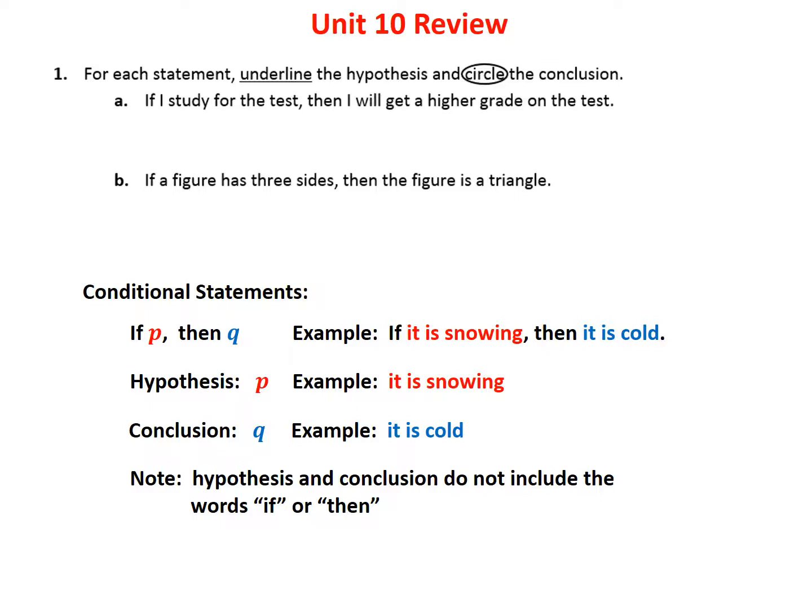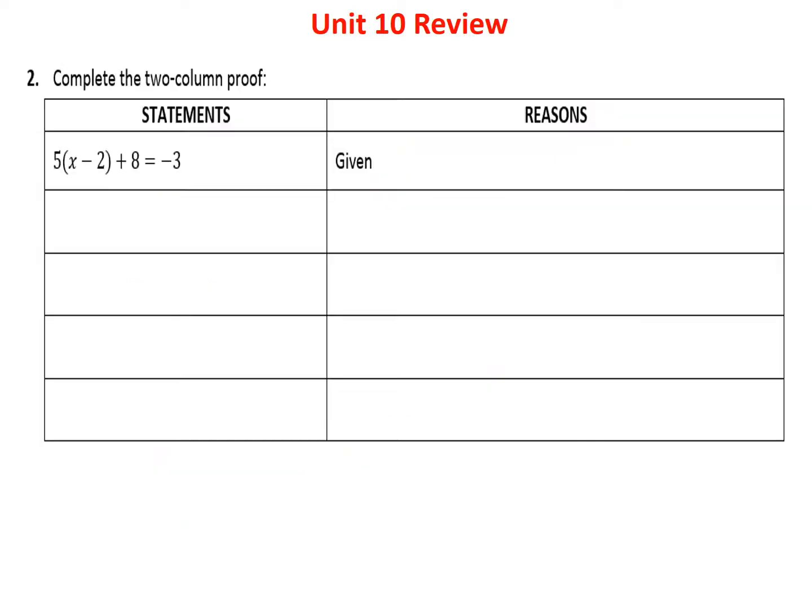So we look up here, if I study for the test. So next to the if is I study for the test. That's my hypothesis. Then I will get a higher grade on the test. I will get a higher grade on the test is my conclusion. So that's what I circle. Likewise in B, if a figure has three sides, so the hypothesis, the if part, is a figure has three sides. Then the figure is a triangle. The figure is a triangle is my conclusion.